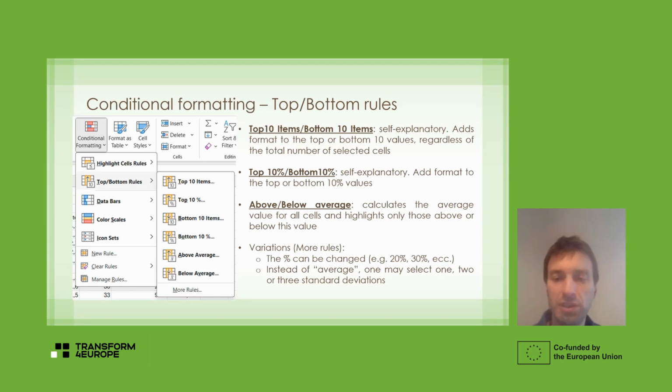If you click on more rules, in this case, you can actually change the thresholds. So instead of average, you can select, for example, a certain amount of standard deviations, like 1, 2, or 3. In this case, you can really only highlight the outliers, or you can change the percentage. So you don't want to show just your top 10%, but you want to extend this selection to the top 20 or top 30, or if 10% is too much and you want to keep it to like the top 2% to top 5%, you can easily change that by clicking on more rules.